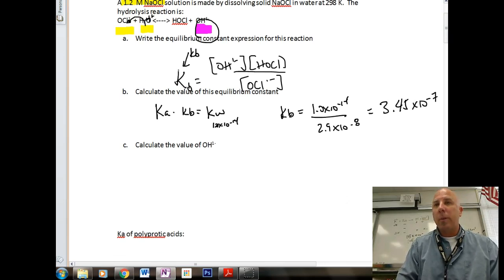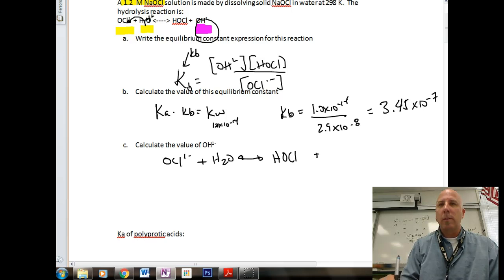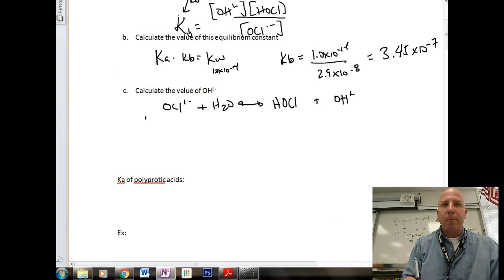So now we have Kb. We just did a Kb calculation. Now it asks us to calculate the value of the OH- concentration. We could also take it a step further and go to the pH, but this was an old released AP question, and they didn't ask us to calculate pH. They just want the value of the OH-. So we're going to use an ice table. We'll go back to our original equation, and there's our original equation, and we're going to run an ice table under this.